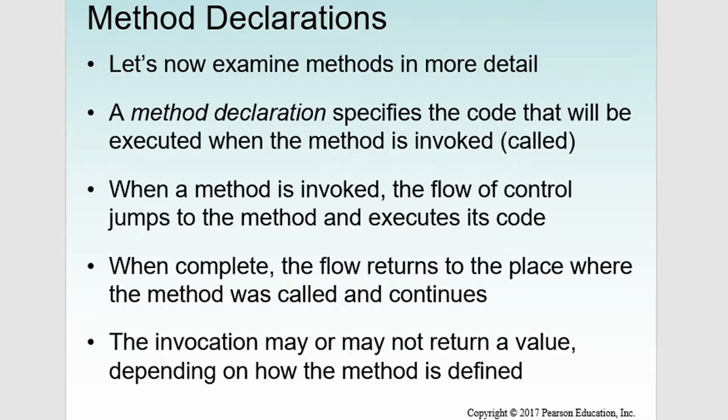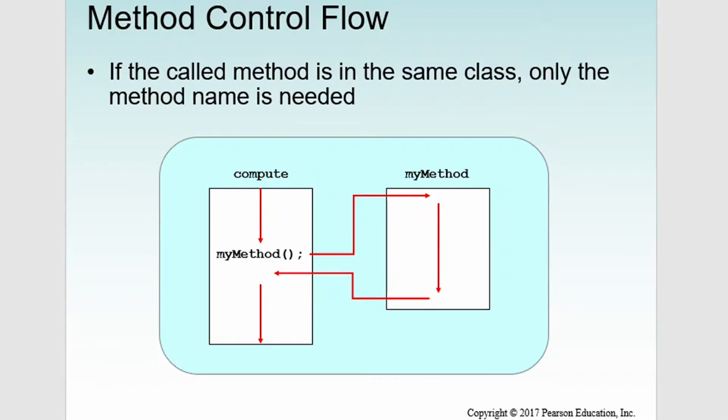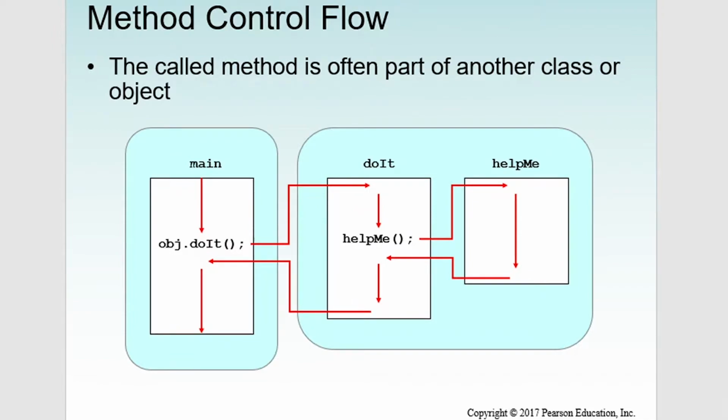The invocation may or may not return a value depending on how the method is defined. Method control flow. If the called method is in the same class, only the method name is needed. The called method is often part of another class or object. So if it is part of another class or object, then you're going to need the object reference variable in order to call the method.